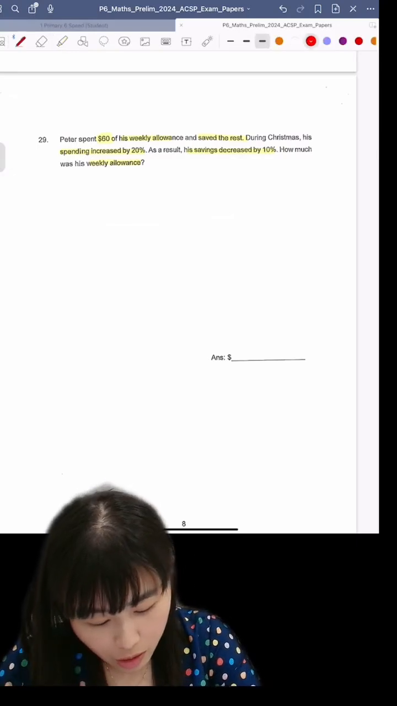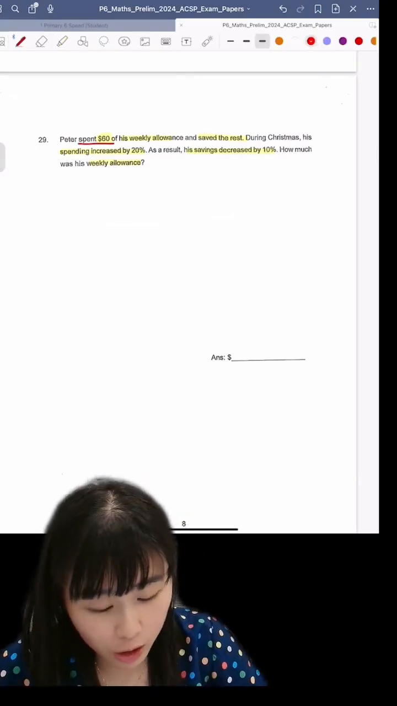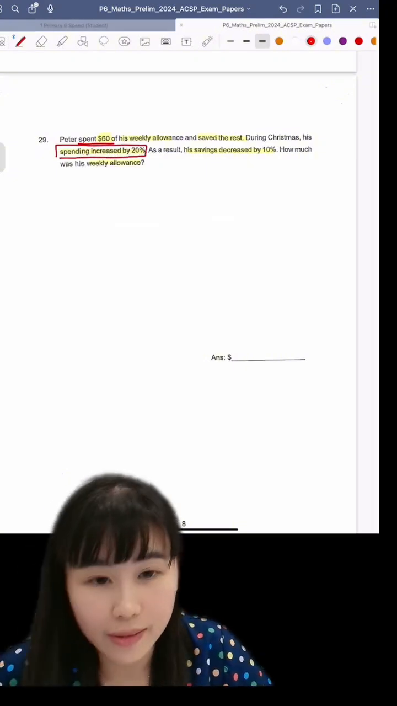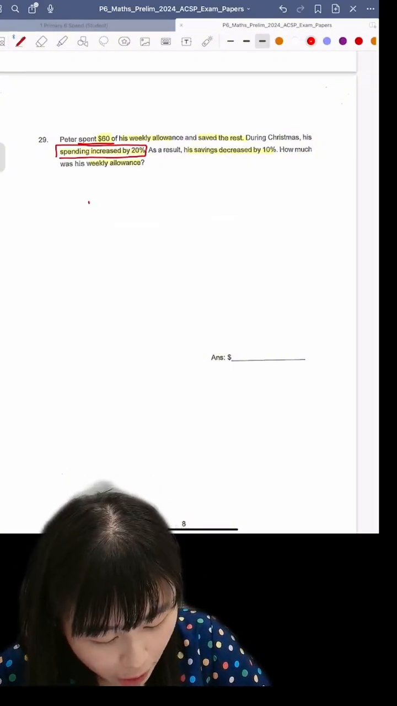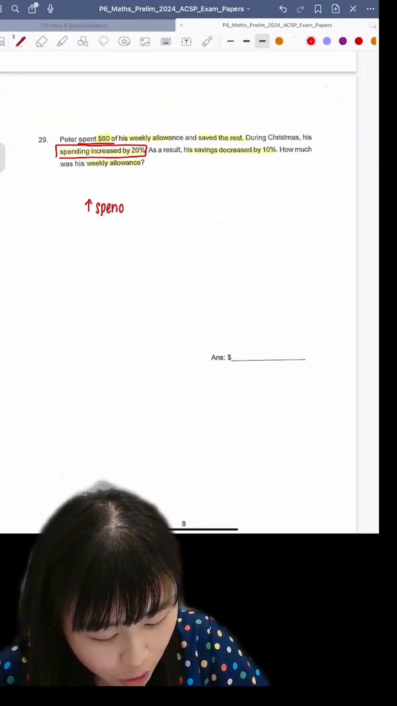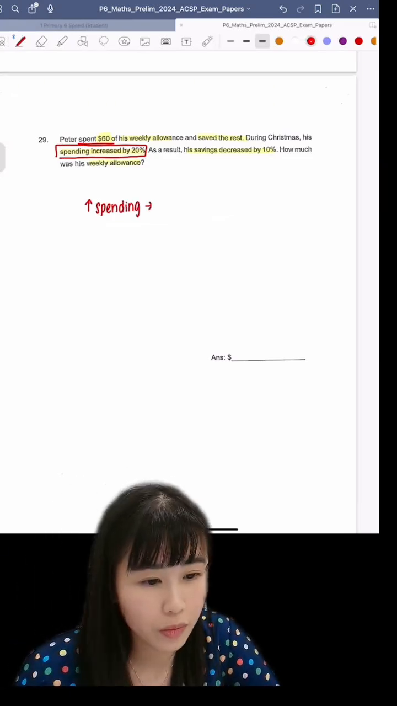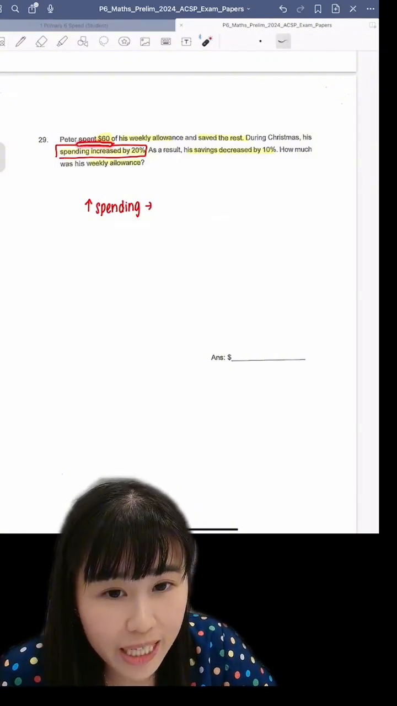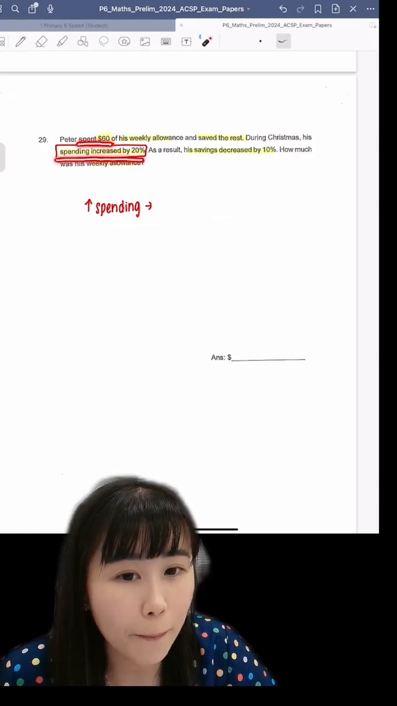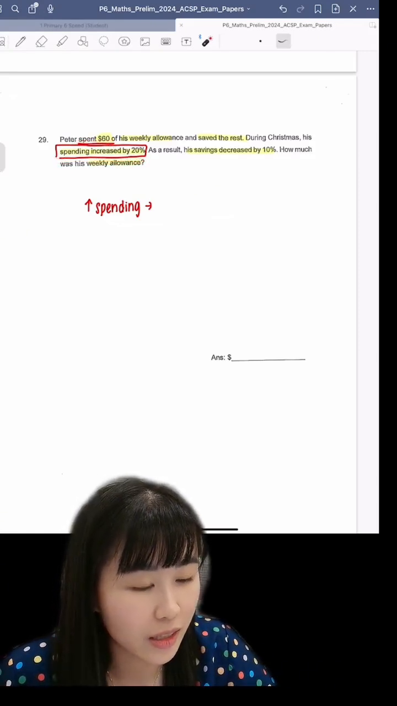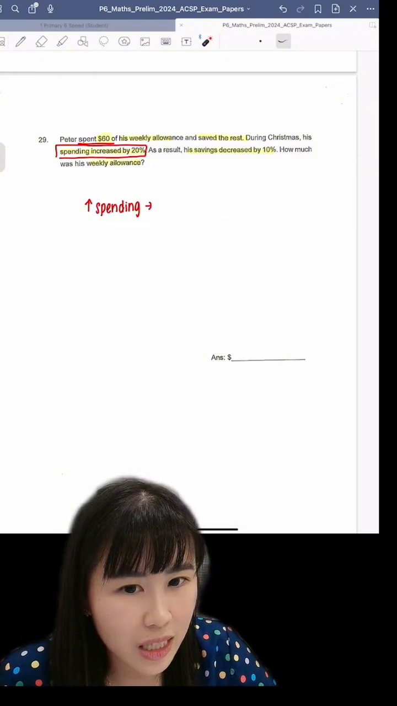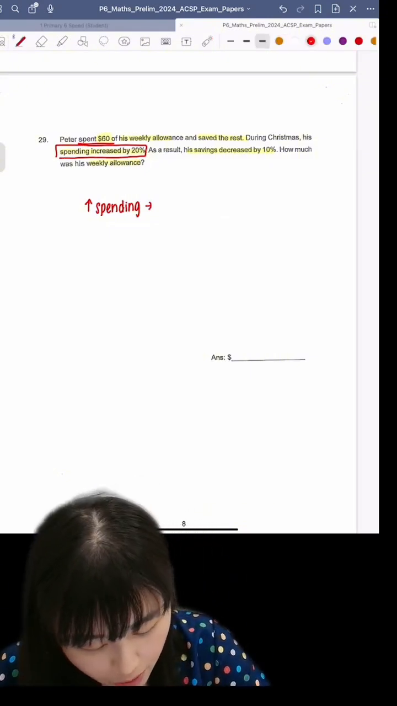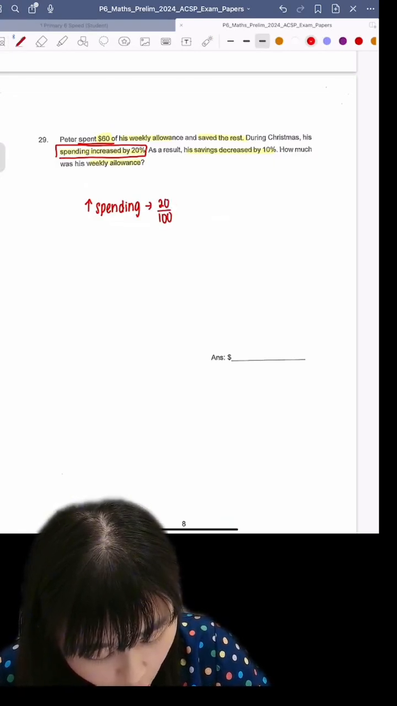Okay, guys. This is what he spent. He spent $60. If his spending increased by 20%, how can I find out what is his increase in spending? Who can tell me what do you do? Bearing in mind, he spent $60, his spending increased by 20%. Someone said find 20% of your $60.